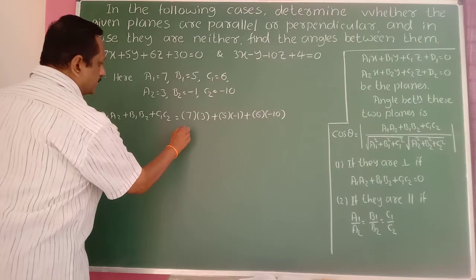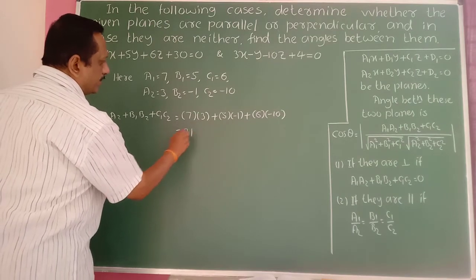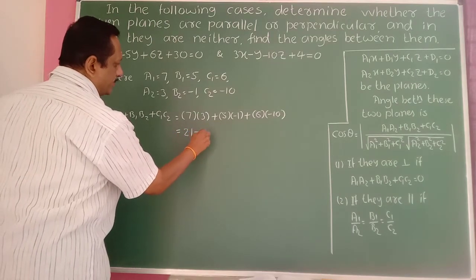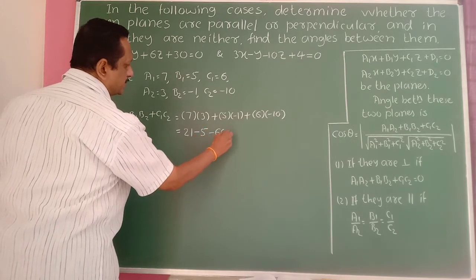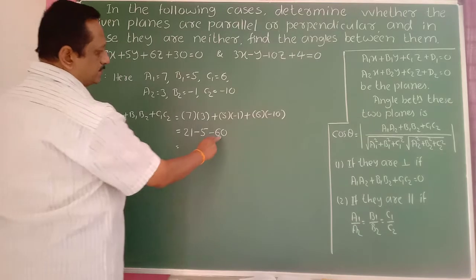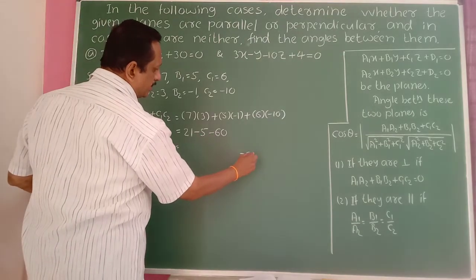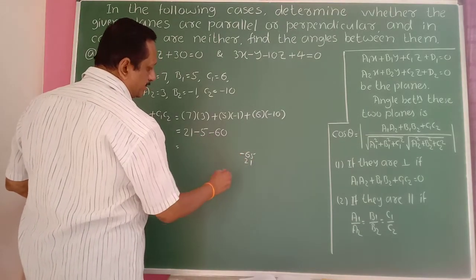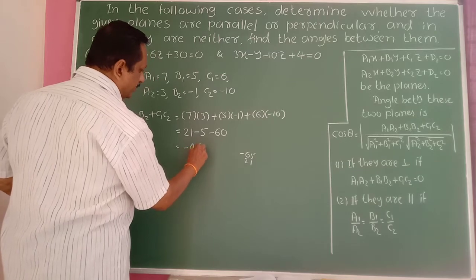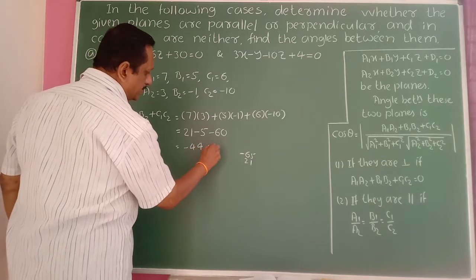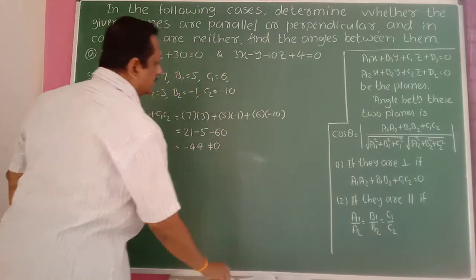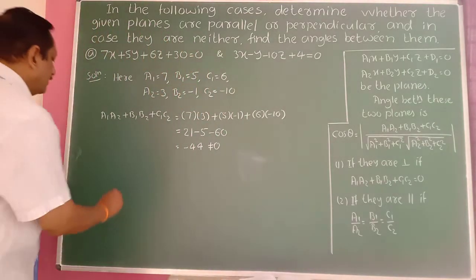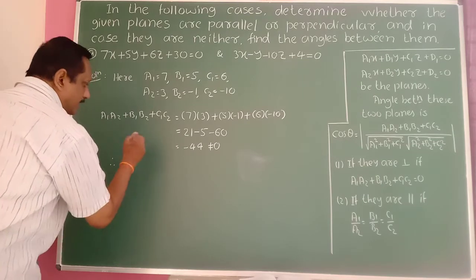Therefore, 7 threes are 21, 5 ones are 5, minus 5, 6 tens are 60, minus 60. Minus 65 plus 21. It is minus 44. Yes, this is not equal to 0. Hence, they are not parallel. Therefore, given planes are not perpendicular.